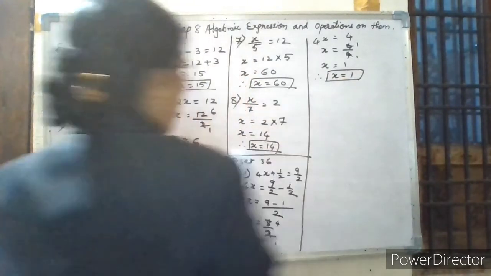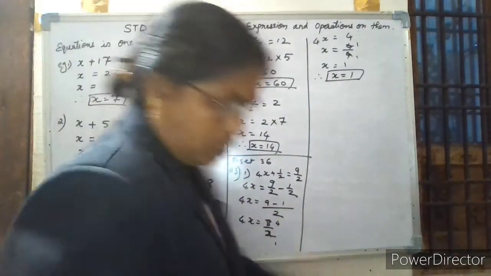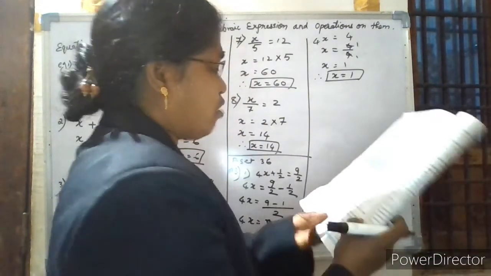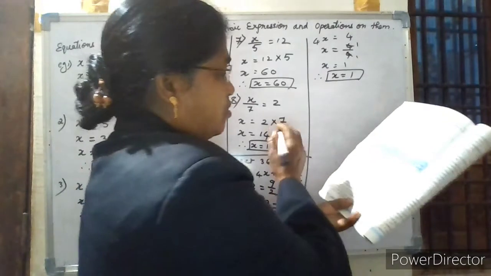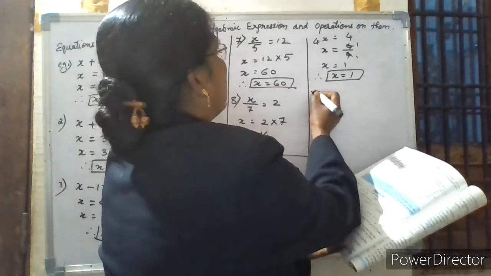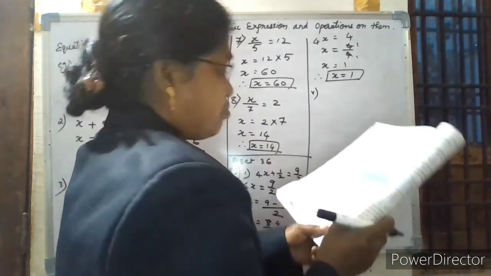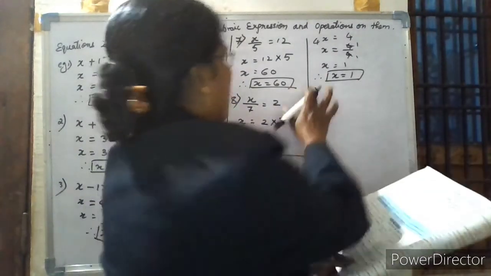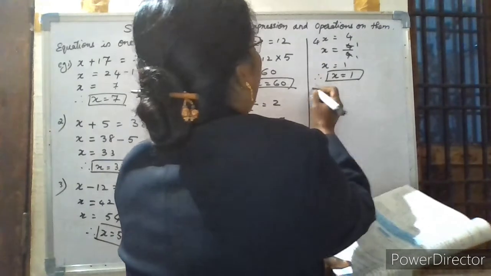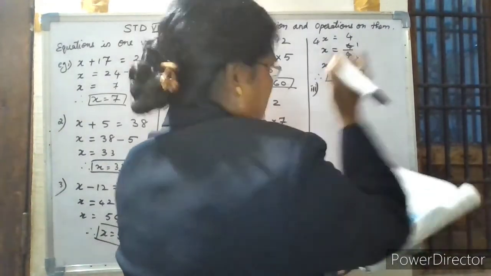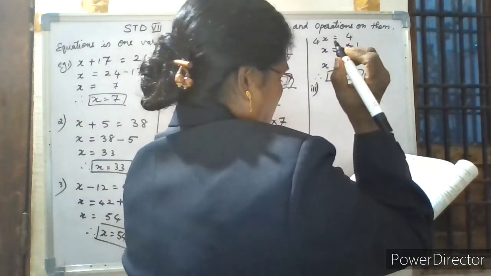Okay. Now we'll go with the third question. Then another fun question, a little bit complicated one, the fifth question. The first question I solved. Okay, third one and then fifth one.